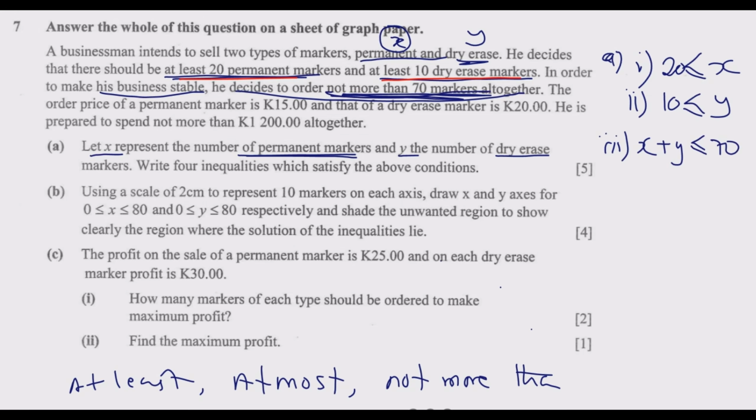Then we move to the fourth, which we get from the last part of the information. The order price of a permanent marker is 15 and that of a dry erase marker is 20.